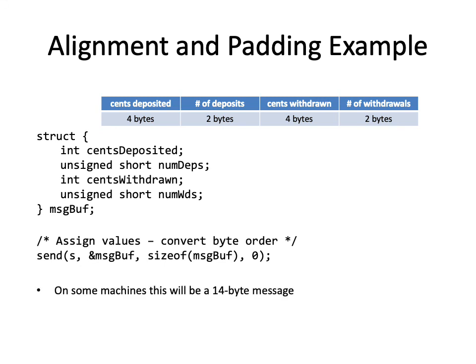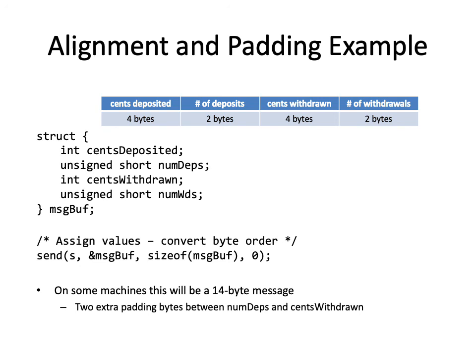But on some machines, this will be a 14-byte message. What the heck? How does that happen? What happens is the compiler will say, hey, there's an int, there's an unsigned short, there's an int, there's an unsigned short. Now, it's going to try to align this to a word, which on most computers is 4 bytes. That's like the size of the processor, or maybe 8 bytes.